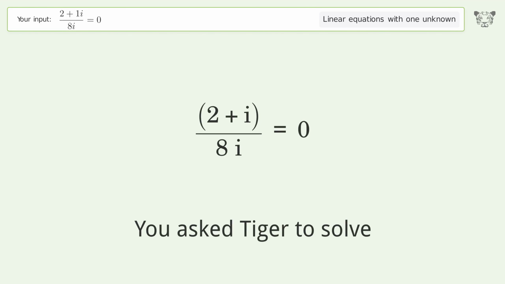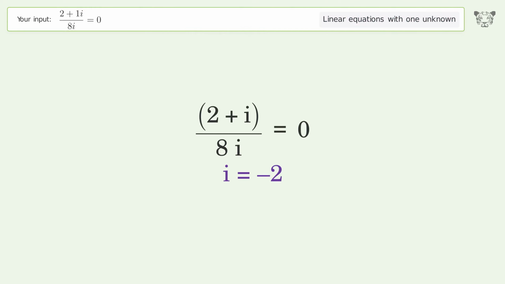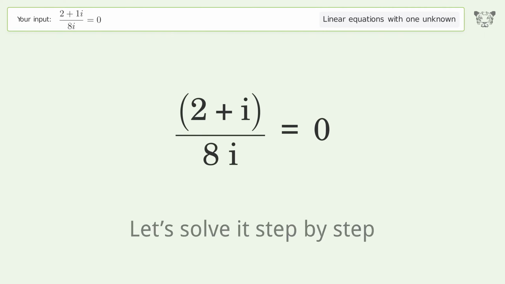You ask Tiger to solve. This deals with linear equations with one unknown. The final result is I equals -2. Let's solve it step by step.